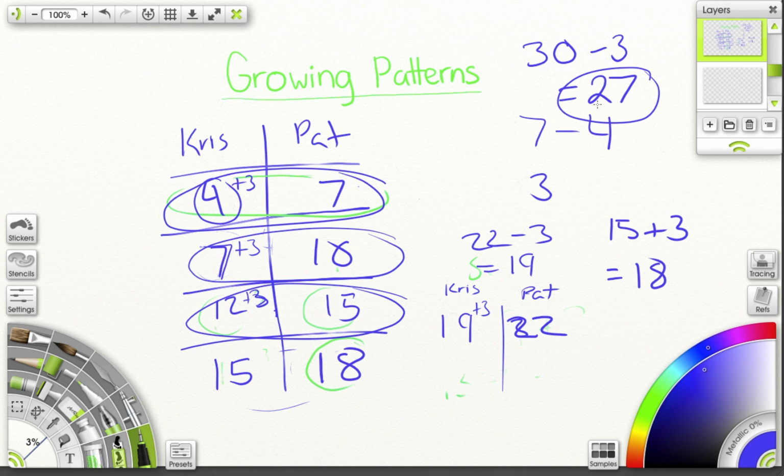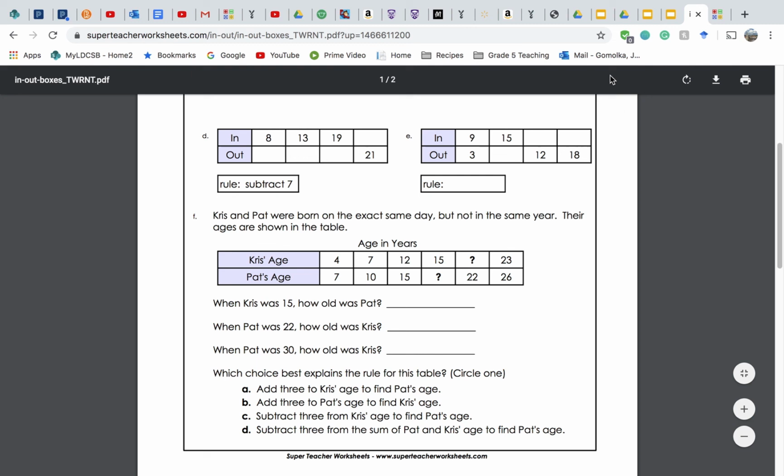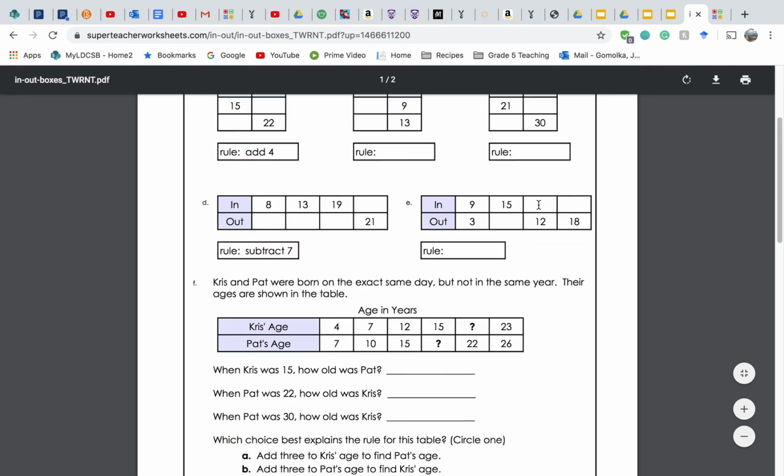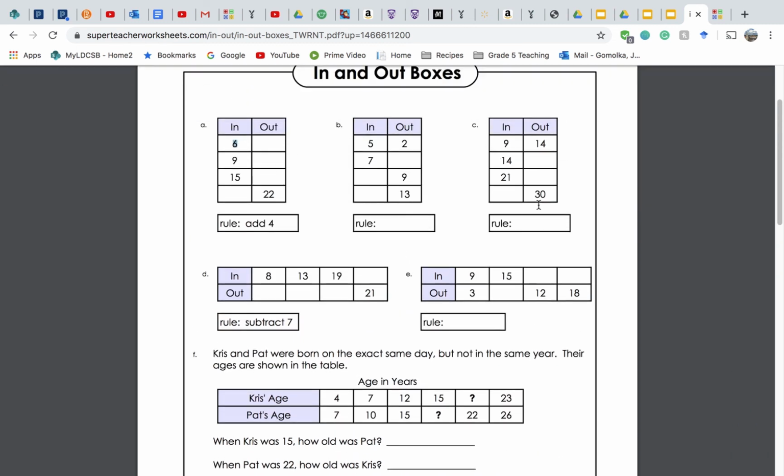Okay, so that is our intro to growing patterns. It's going to be really simple. You're going to have a sheet that is very, very similar to this, just slightly different problems. But basically what you're doing is it's either going to give you the pattern rule like these two, and then you just have to apply the pattern rules.